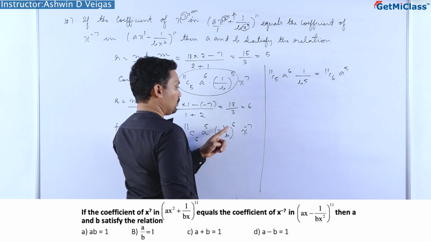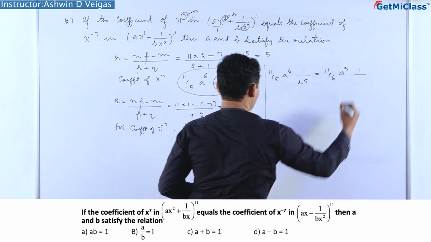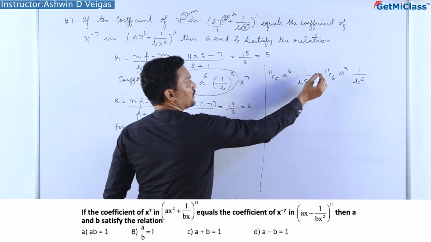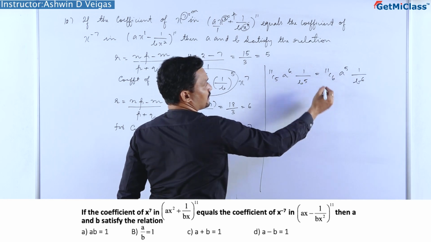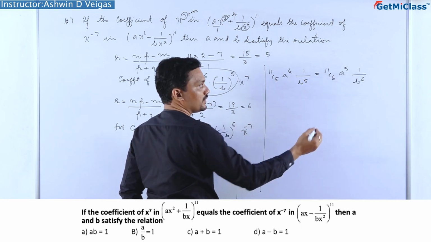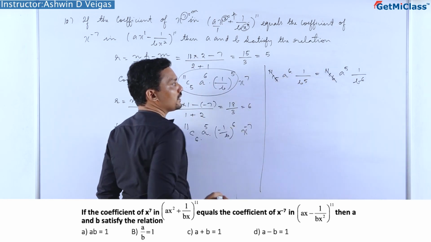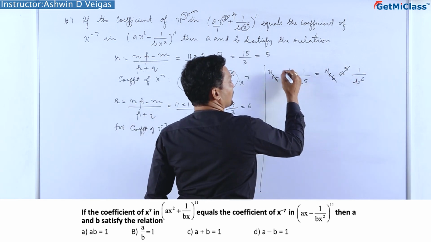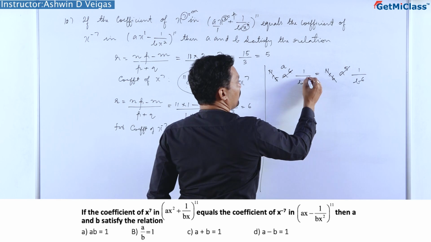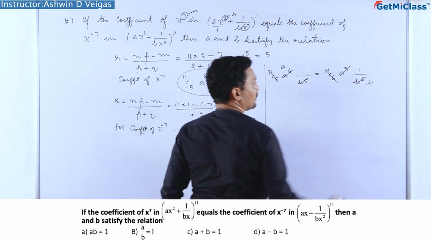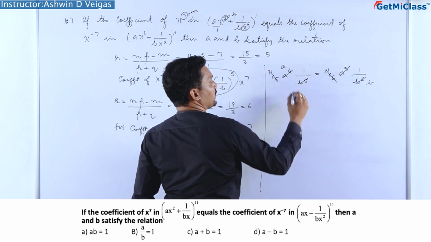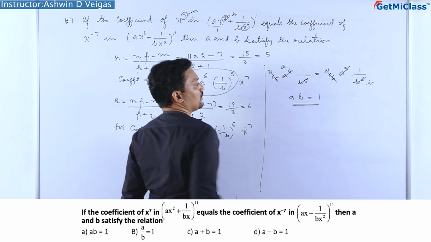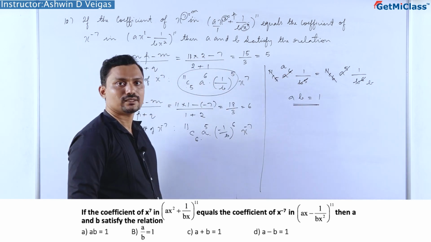Now minus 1 power 6 is 1 itself, by b^6. You can see that 11C6 is the same as 11C5, since NCr is the same as NC(n minus r). So 11C6 and 11C5 will get cancelled. Then a^5 and a^6 will leave a, and b^5 and b^6 will leave b. Now if you cross multiply, a and b, you will get a into b equal to 1. So therefore AB equal to 1 is the answer.